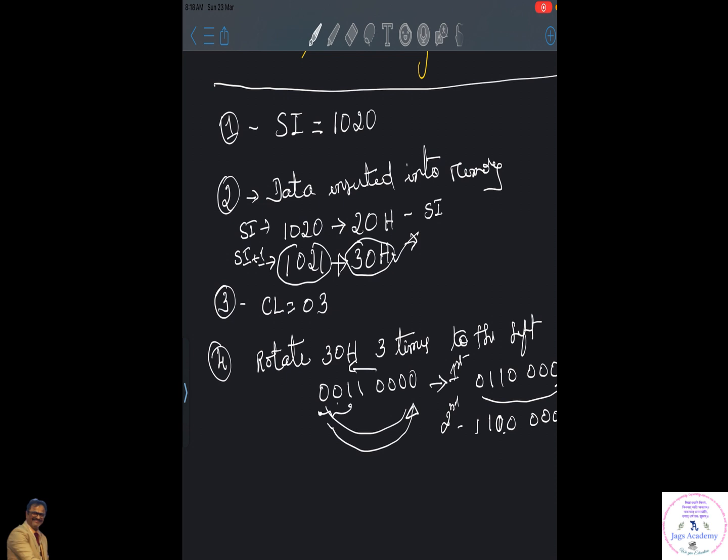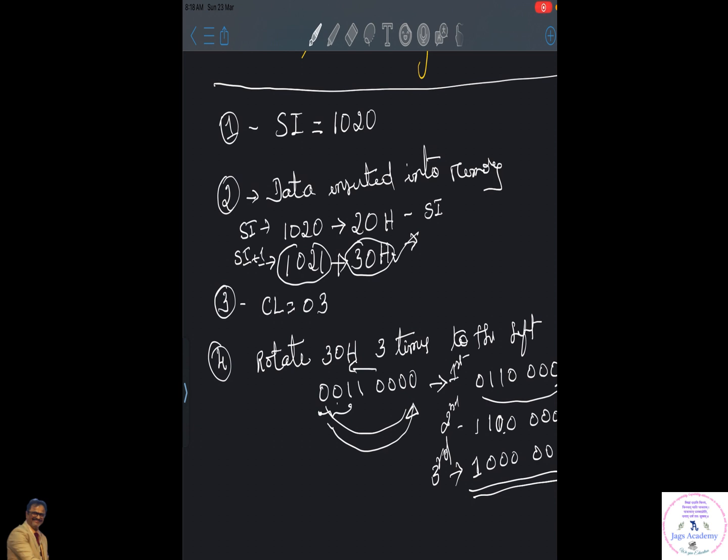Now the third rotation, what will you get? Third rotation, rotate left. Now you will get 1 0 0 0 0 0 0 1. This is what you get in the third rotation. So in the third rotation you see here, you get 1 0 0 0.